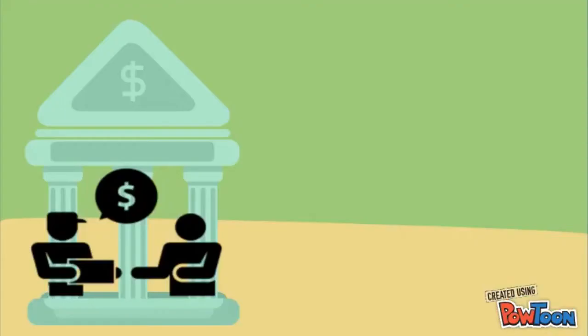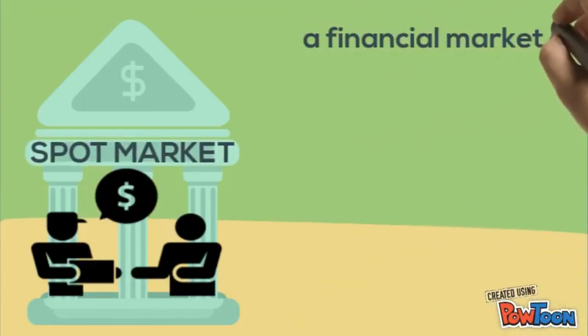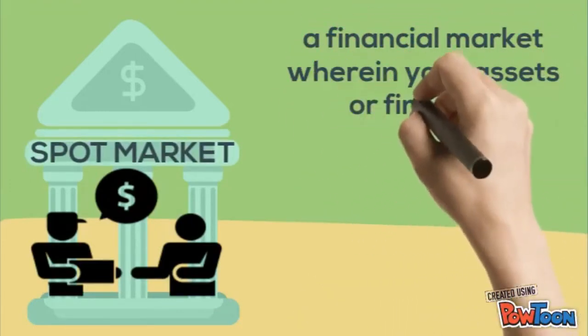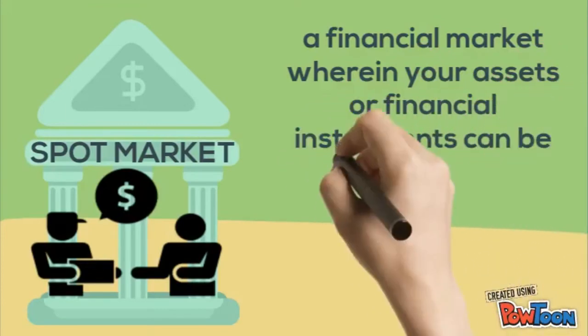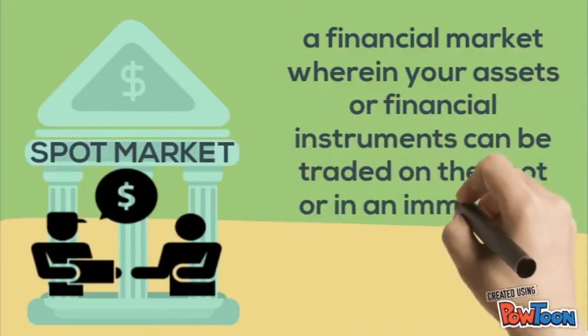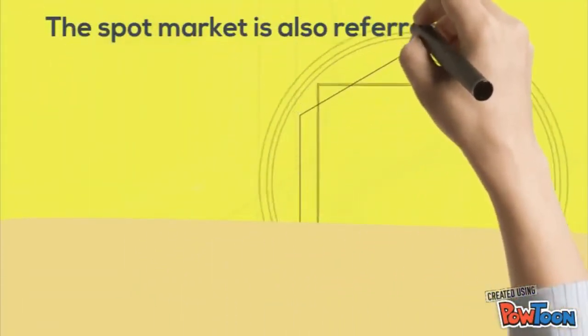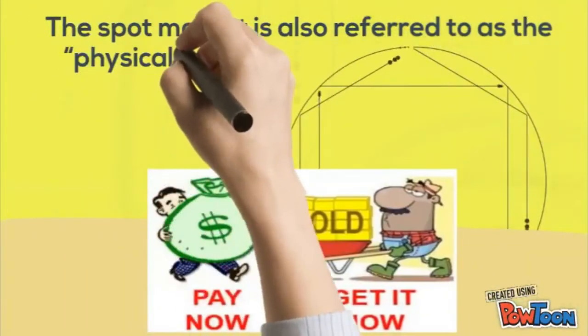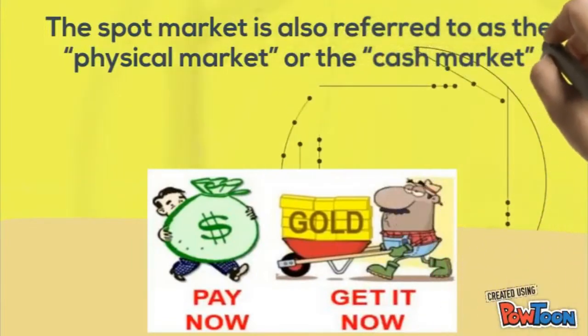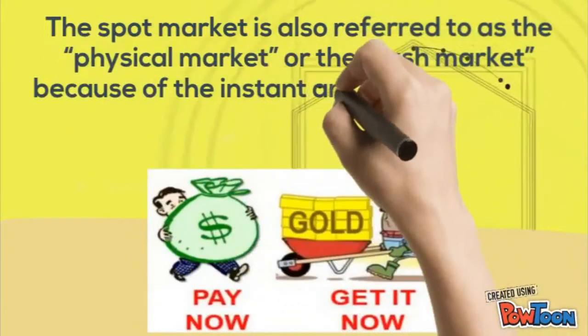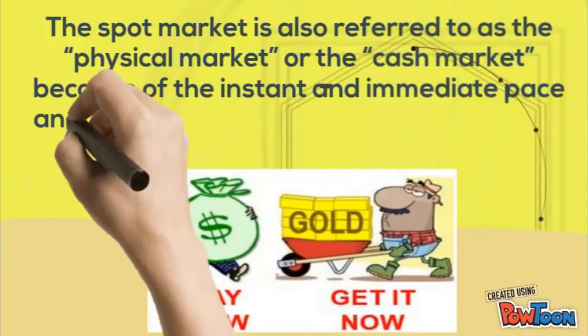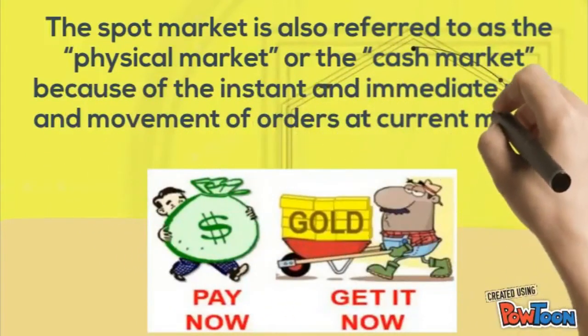A spot market is perfect for Lily Cruz because the spot market is a financial market wherein your assets or financial instruments can be traded on the spot or in an immediate delivery. The spot market is also referred to as the physical market or the cash market because of the instant and immediate pace and movement of orders at current market prices.